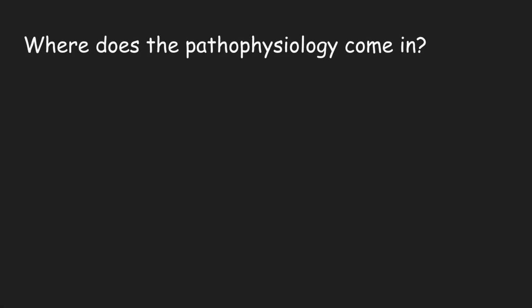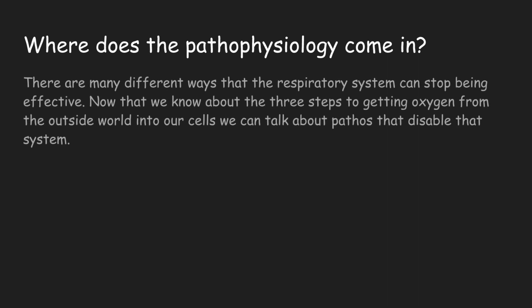Where does the pathophysiology come in? There are so many different types of pathophysiologies that cause people to not oxygenate their cells correctly. Now that we've talked about how the respiratory system works on a basic level, we can talk about different ways that pathos impede that system from working. In the next video, we will be talking about COPD, chronic obstructive pulmonary disorder.